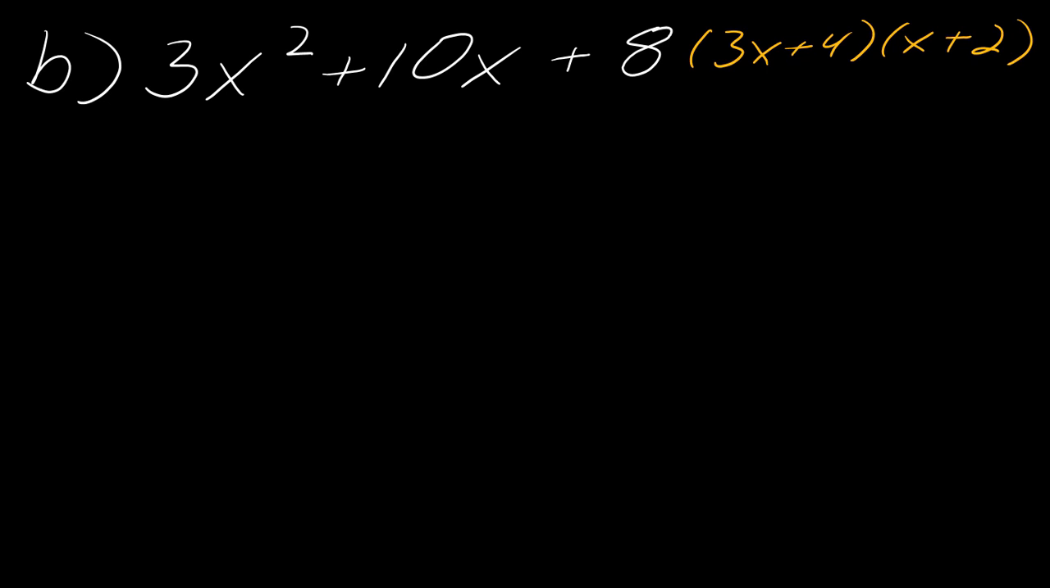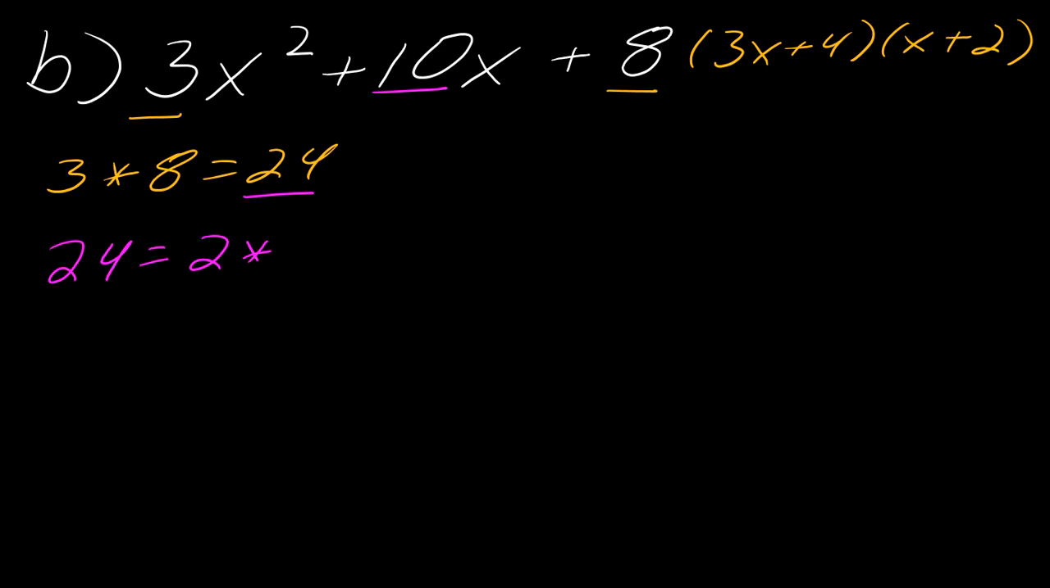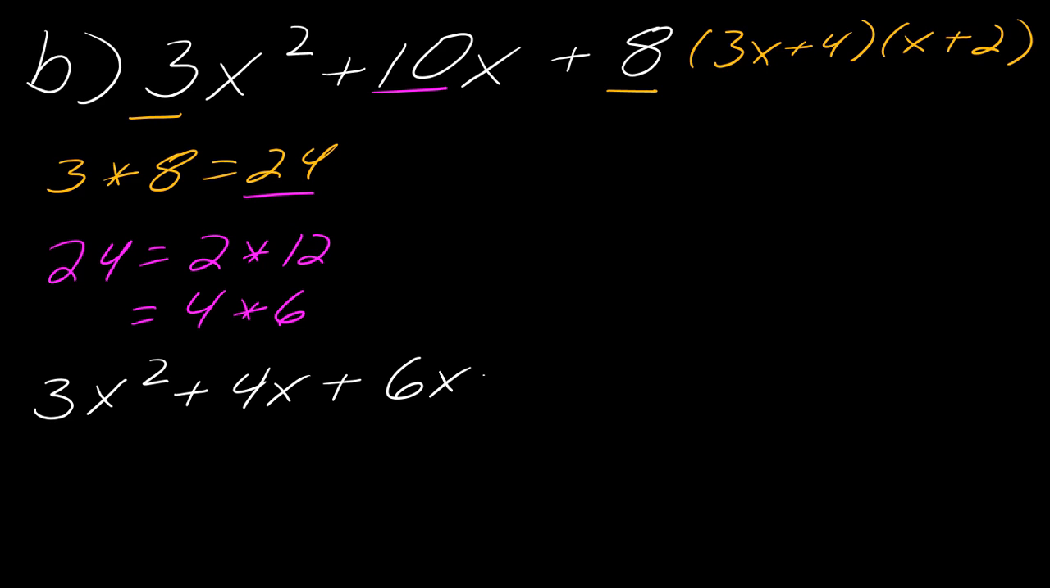And now we can try using grouping again. So once again, I'll go ahead and just multiply. So 3 times 8 is 24. So now I want to find two numbers that multiply to 24 but add to 10. So let's see, 24 could be 2 times 12, that's not going to work, or 4 times 6, that will work, right? So now I can use these numbers to break up this whole expression. So this can become 3x squared plus 4x plus 6x plus 8.